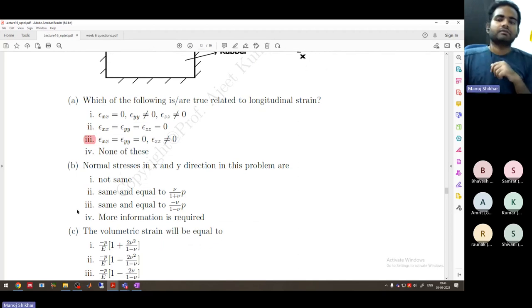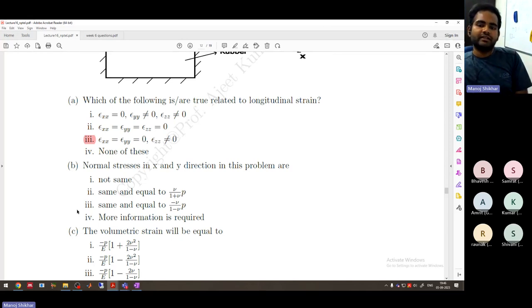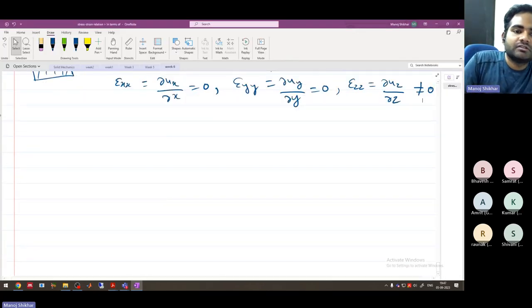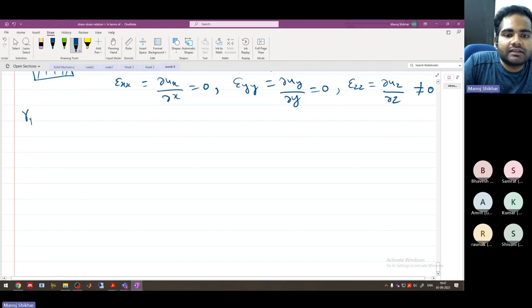Now they're telling you to find the normal stress in X and Y direction in this problem. So you have to find what is sigma XX and sigma YY. For this, let us first find other components of the strain tensor. So what will be gamma XY? This is 0 because UX and UY are 0.